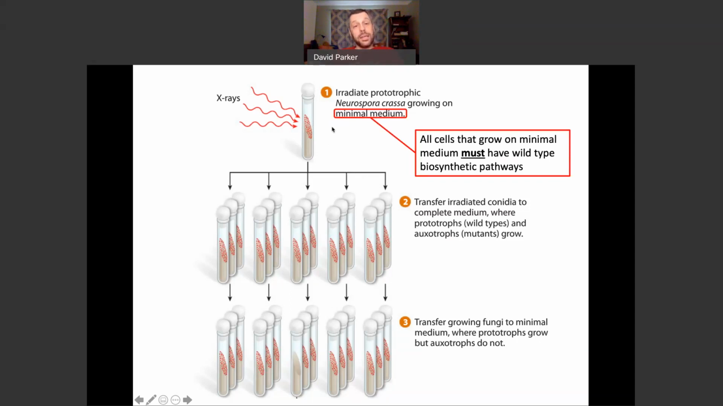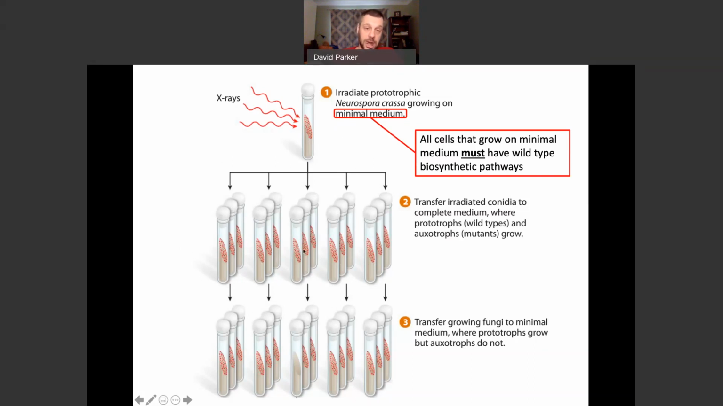But what we're going to do is zap them with some X-rays, and then we're going to take single cells and transfer them to complete medium, which contains all the amino acids they need. So even if they can't make their own in step 2 here, they'll be fine because we've given them all the amino acids they need. And each one of these tubes is meant to show you a single mutant.